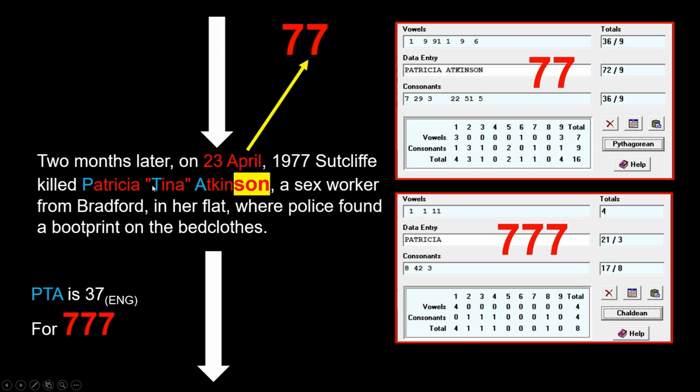And this Patricia Tina Atkinson, PTA, in English, adds up to 37 for 3 7s for 777. Patricia Atkinson is 72 for 2 7s for 7-7. And Patricia is 777 because it adds up to 21 for 3 7s.